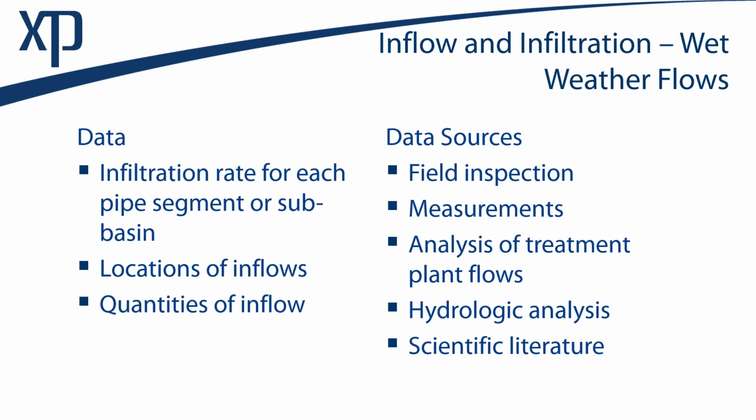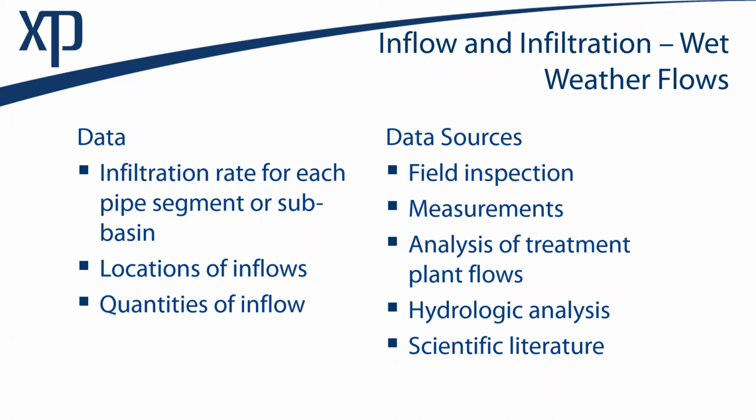Inflow and infiltration, the data that we need for inflow and infiltration, we need a rate for each pipe segment or sub-basin. And again, this is where that material data that we discussed earlier can be important. If we know it's clay pipe that was installed in 1932, we might classify the inflow and infiltration totally differently than for other assets in the system. Of course, we're going to need to know the locations, and then we're going to take a stab at the quantities of inflow.